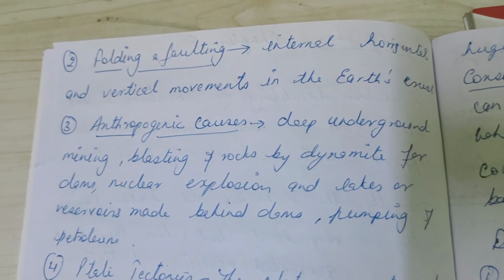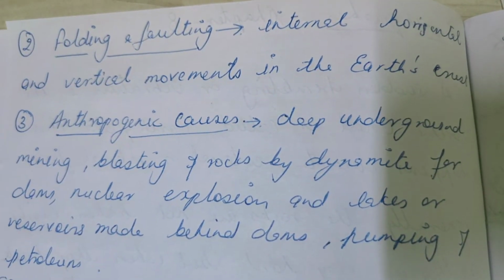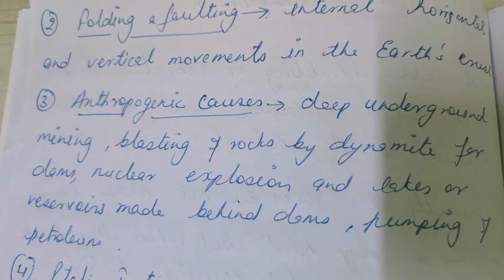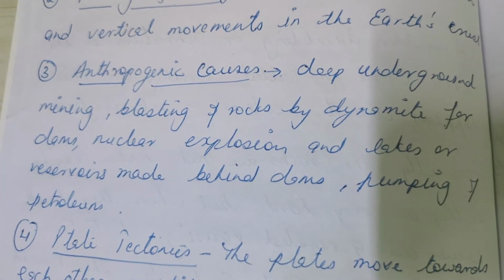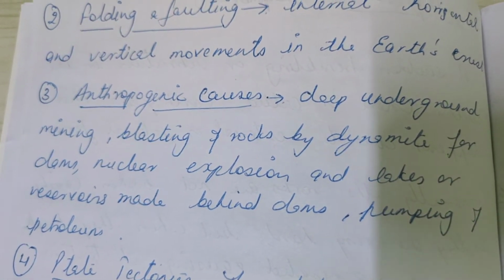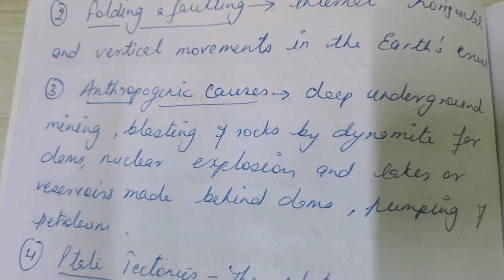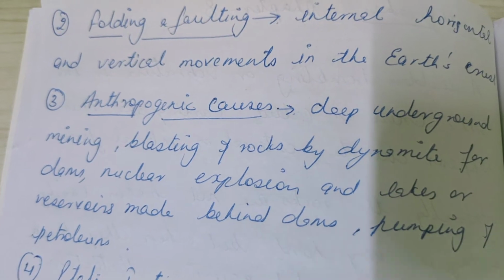Then there are the anthropogenic causes. Anthropogenic causes are basically causes which are caused by you and me, like when we do mining, blasting of rocks by dynamite to construct dams or bridges, or nuclear explosions, and we make lakes and reservoirs behind the dams.